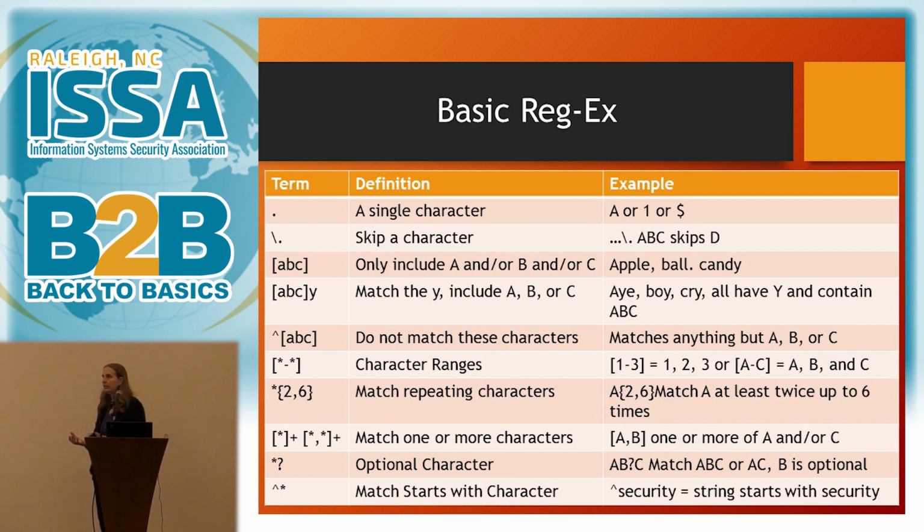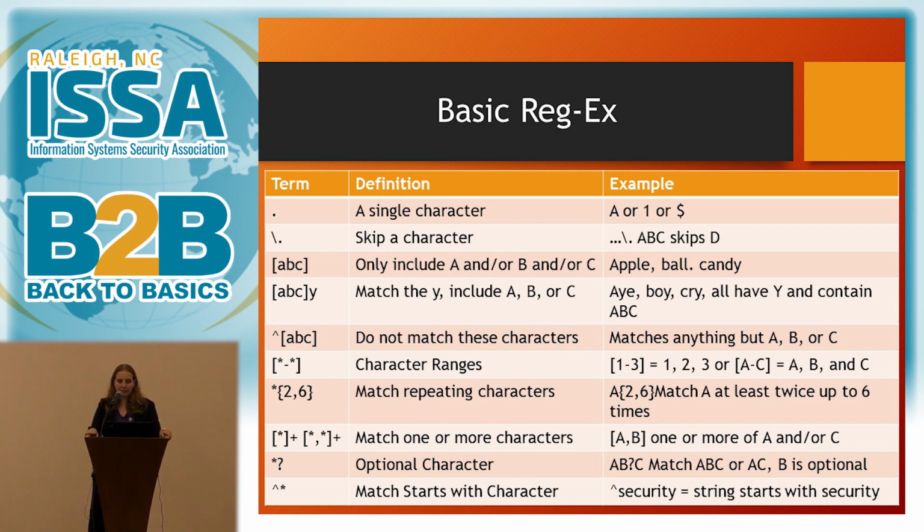So I broke down a few of the common things that you might see with Regex. You can see the brackets, A, B, C. I want you to include things that include A, B, and C: apple, ball, and candy. Now on the next line, you can see A, B, C with Y on the outside. It's saying, hey, it's not an or anymore. You have to have the Y. So now we have I, boy, cry. They all have Y, and they have A, B, and C.